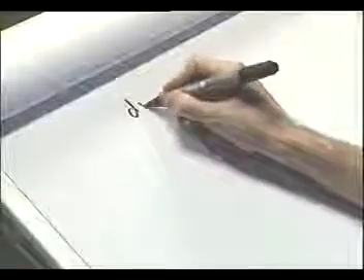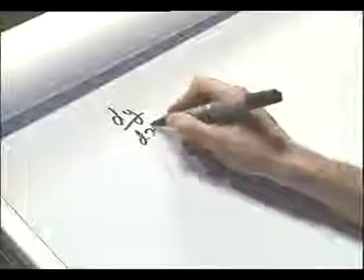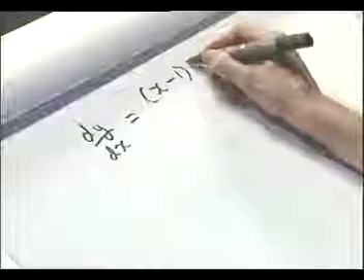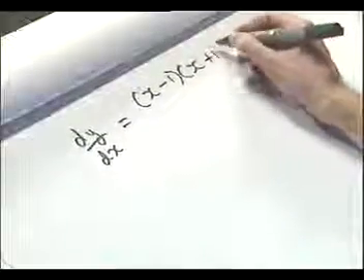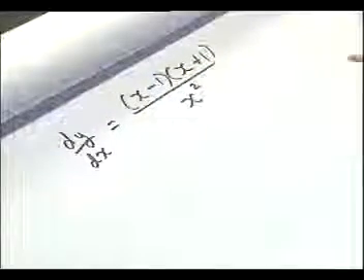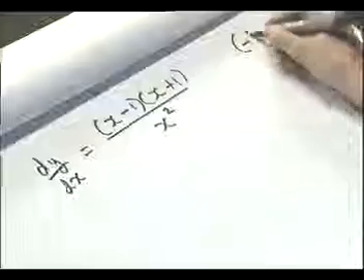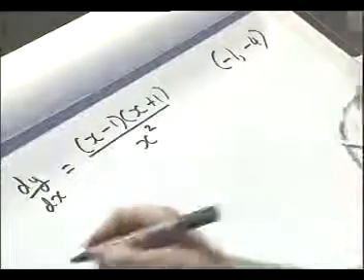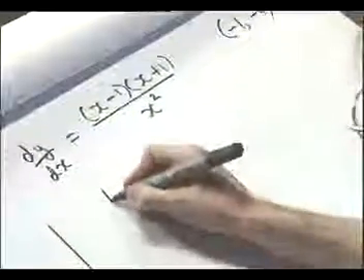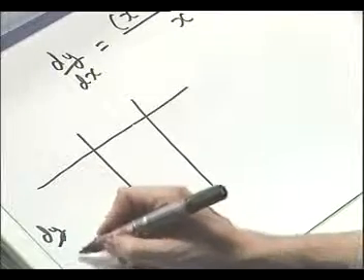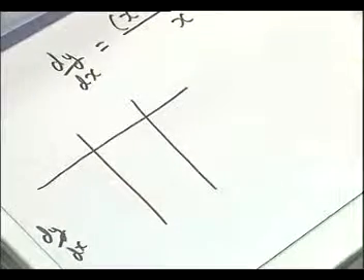So we've got dy/dx equals (x minus 1)(x plus 1) all over x squared. And the point we're having a look at is (−1, −4). So let's set up our table again. We're looking at the sign of dy/dx.